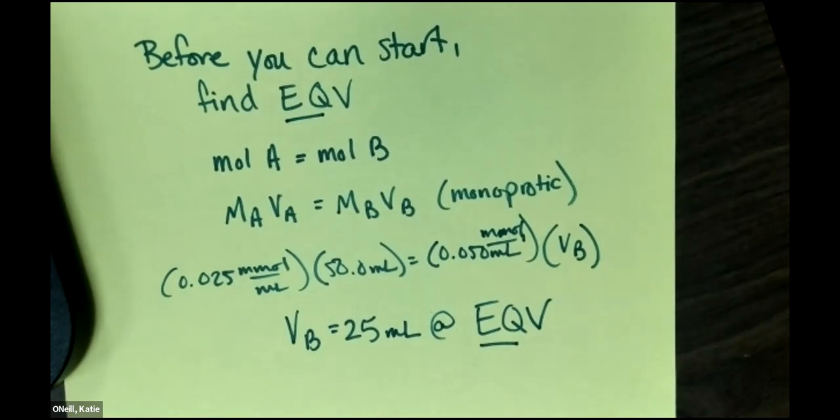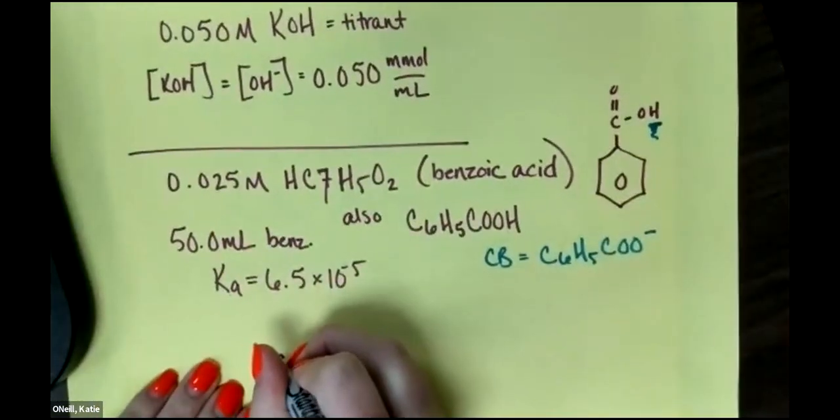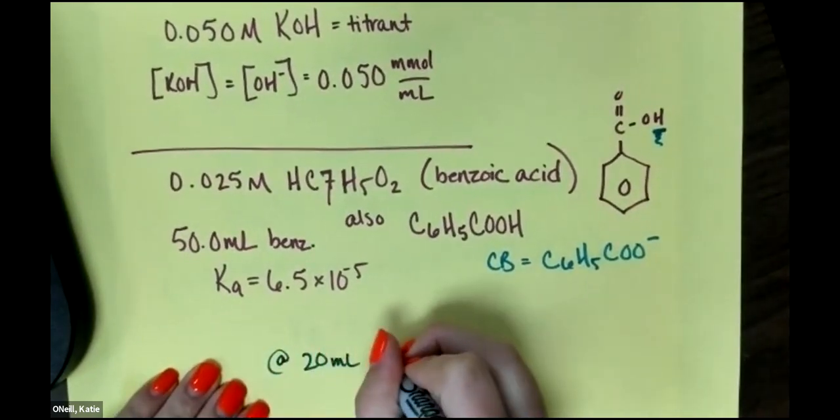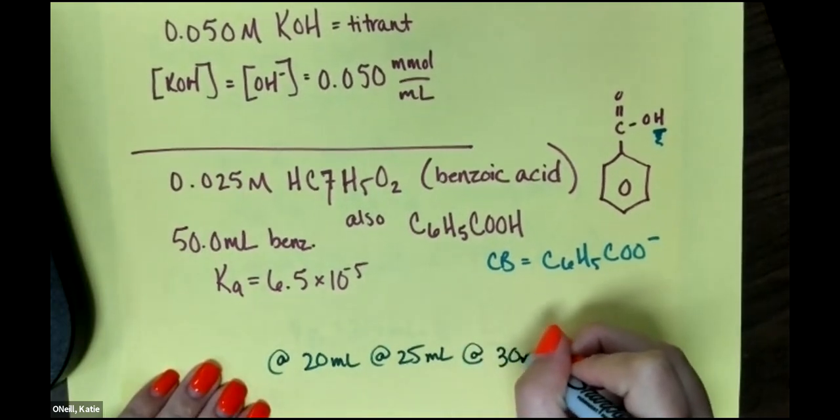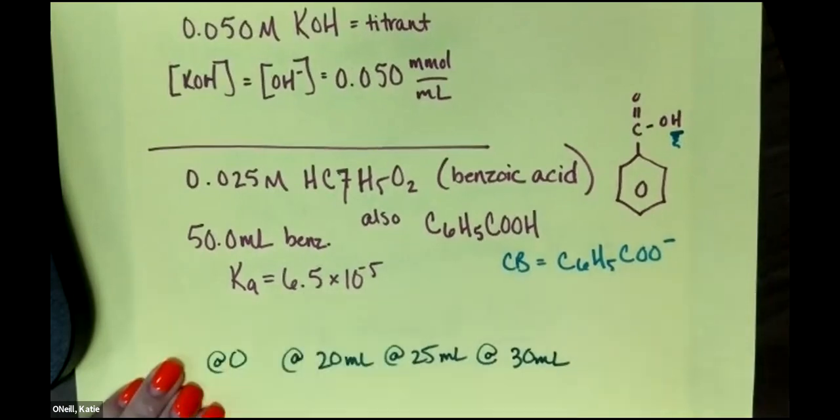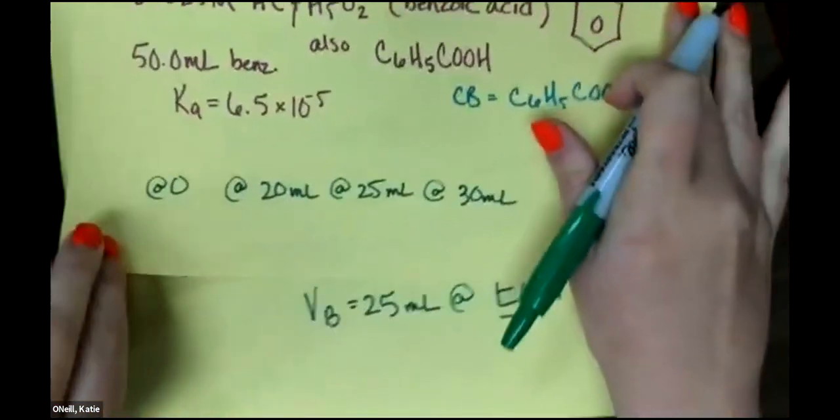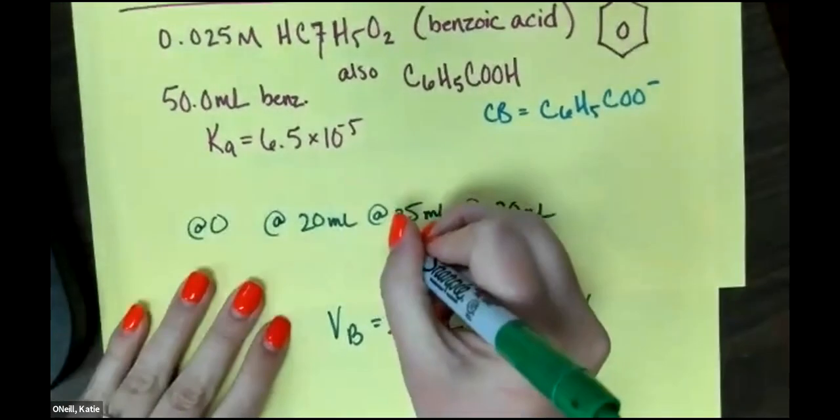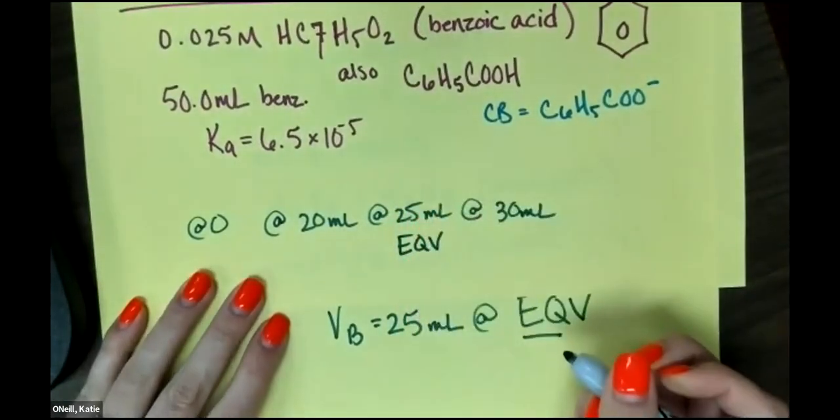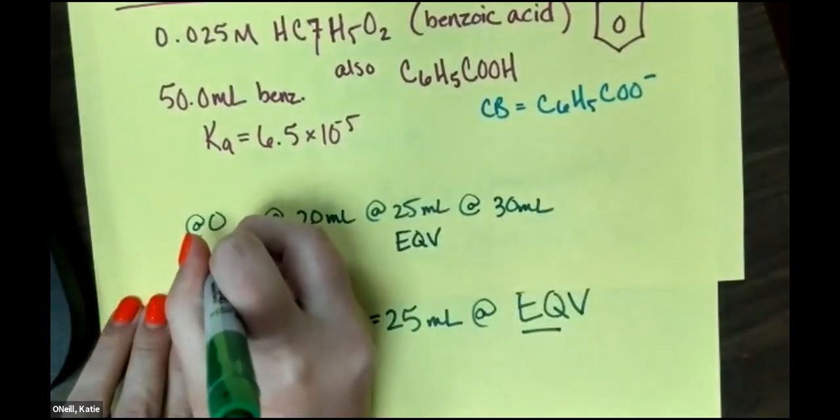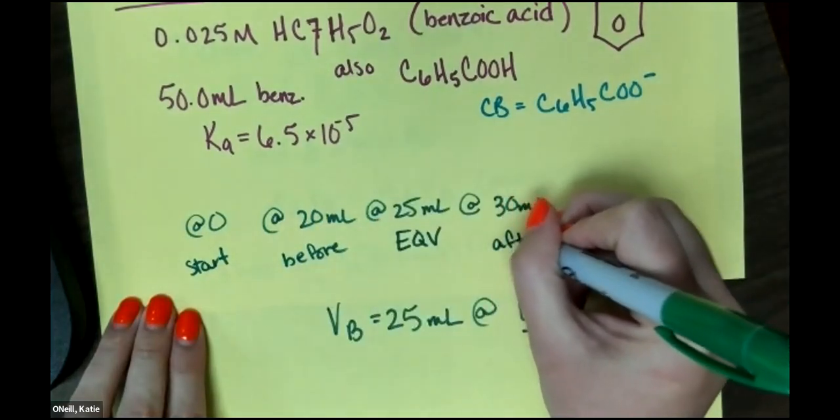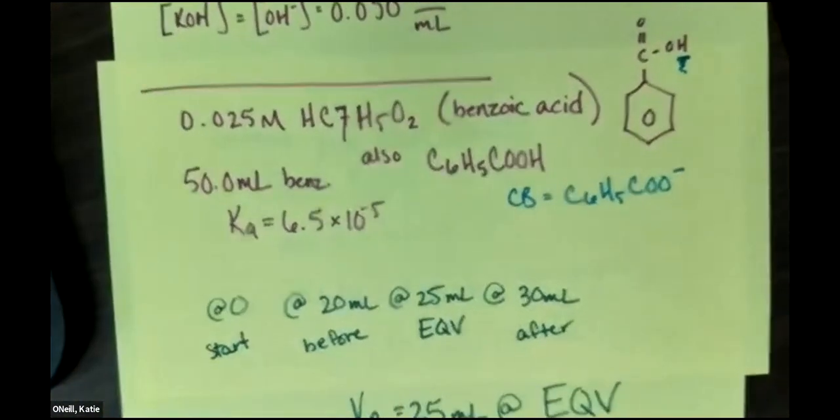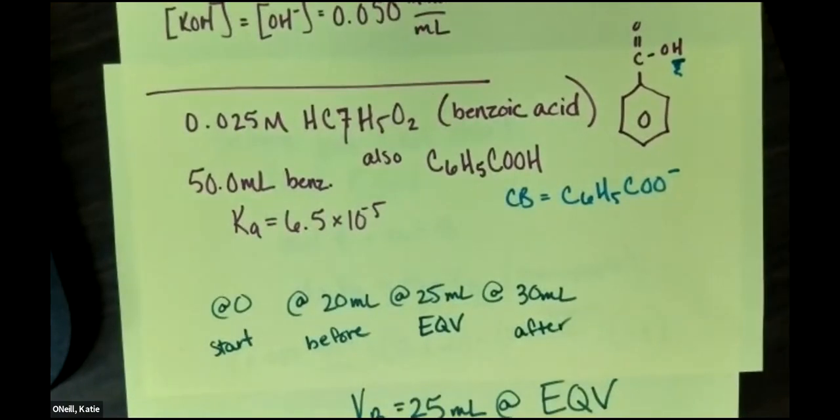So what that helps me with is they have told us that we want to find it at 20 milliliters, at 25 milliliters, and at 30 milliliters. And I mentioned I also want to do at 0 because it'll give us our 4 points. And that's because 25 is the equivalence point. So 0 would be the starting point, 20 would be before, and 30 would be after. And if you have the pH of these 4 points, you can plot your titration curve. You can just trace through.